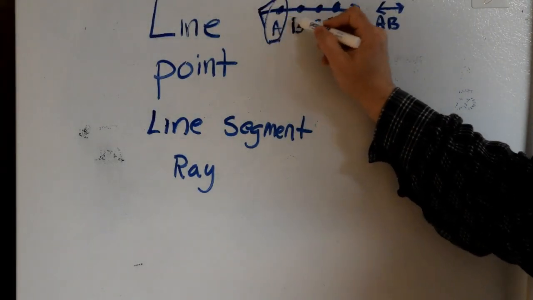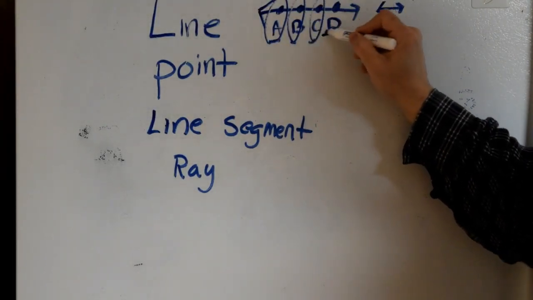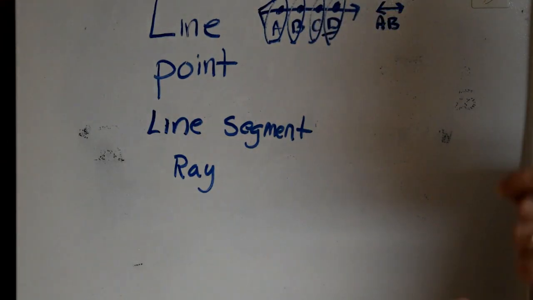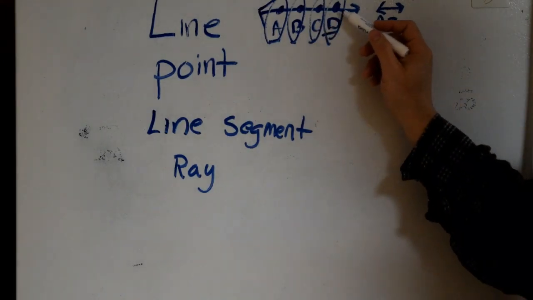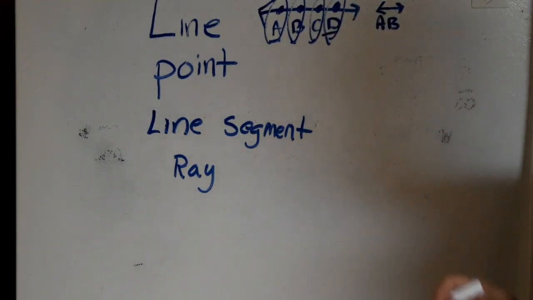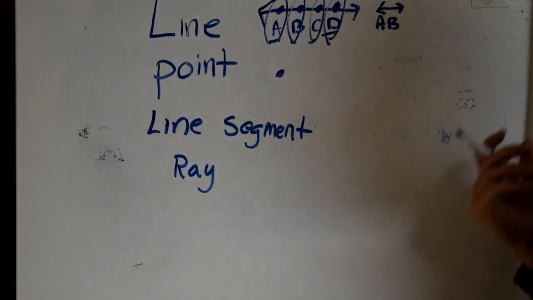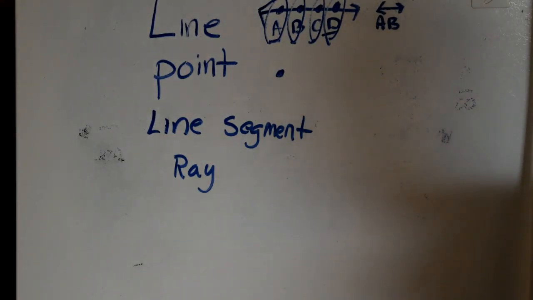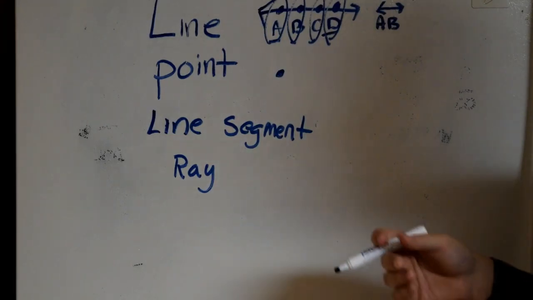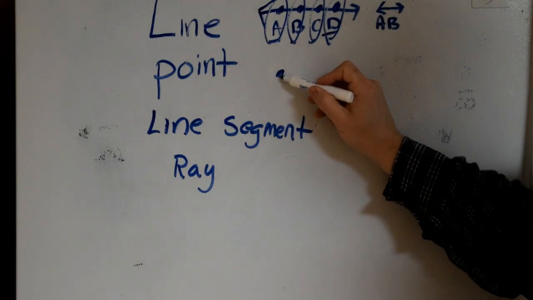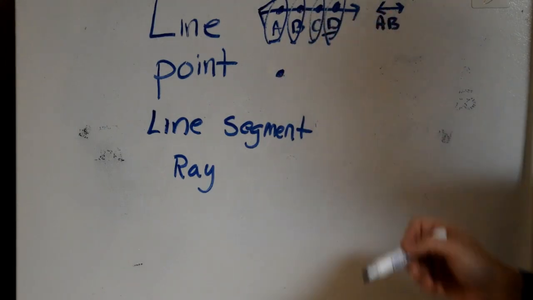So here's point A, point B, point C, point D. There's points all along there. Every little part of that line could be a different point, but we label the points with those letters. So if you just see a dot, that's going to represent a point. So it might say find point A on the line or find point B. Well, you know what the point is because it's a dot.